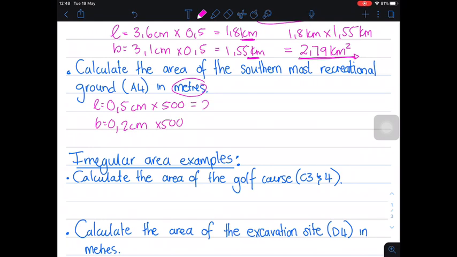0.5 times 500 would then give us 250 meters, and 0.2 times 500 would give us 100 meters. Now that they're both in reality, we can times them by each other, and that will then give us 25,000 meters squared.